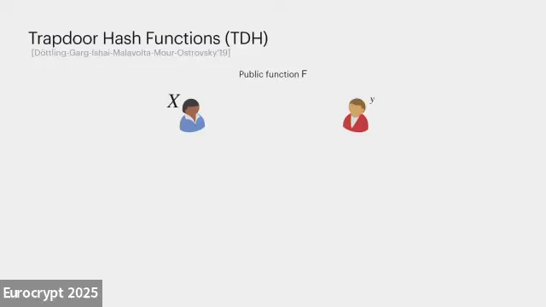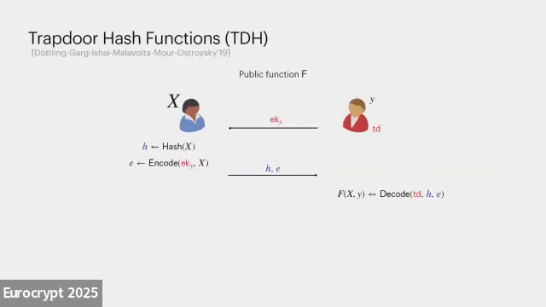Trapdoor hash functions are a primitive introduced by Döttling, Garg, Ishai, Malavolta, Mour, and Ostrovsky that are very useful for building primitives in this setting. So what is a trapdoor hash function? Using a trapdoor hash function, Bob can encode his input and compute an encoding key and a trapdoor, and he sends the encoding key to Alice. Alice can hash her input, and then using the encoding key sent by Bob, she can compute a hint, E. Then using the hash, the hint, and the trapdoor, Bob can compute the function output.